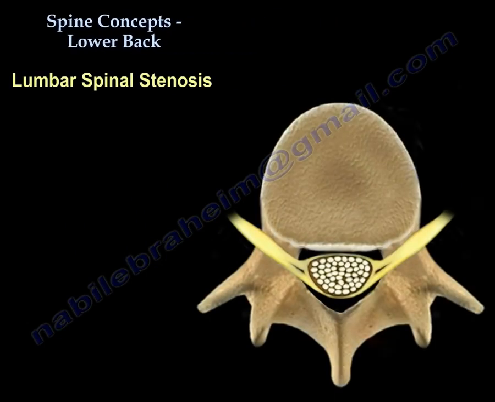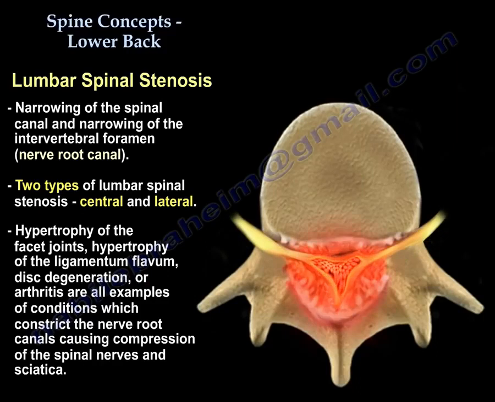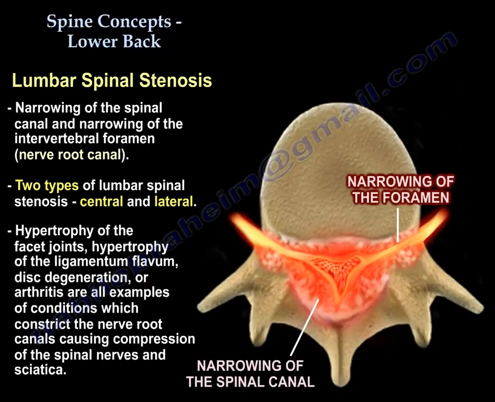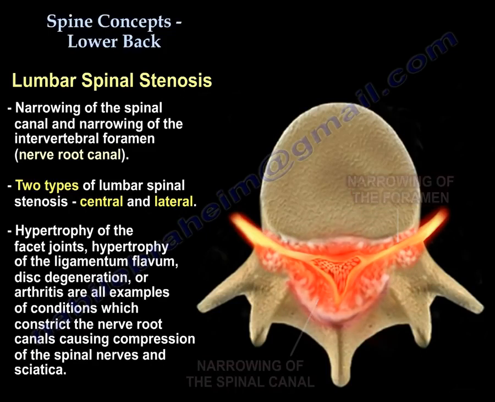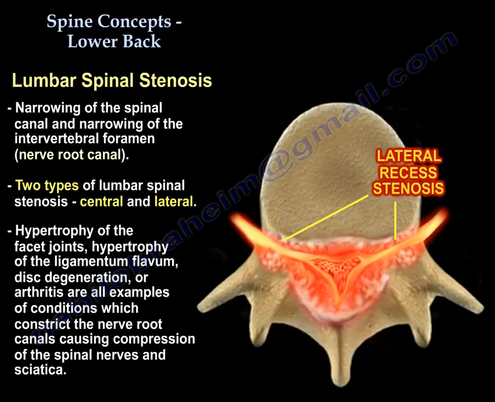Spinal stenosis. Narrowing of the spinal canal and narrowing of the foramen. There are two types of spinal stenosis: central stenosis and lateral stenosis. It occurs because of hypertrophy of the facets and the ligamentum flavum and spine arthritis. It will cause compression of the nerve root.